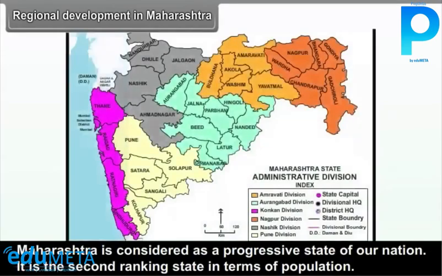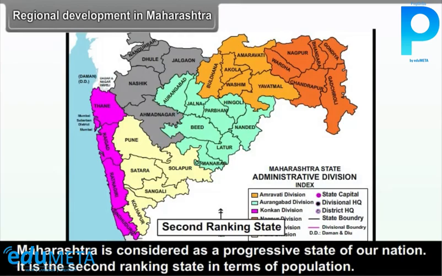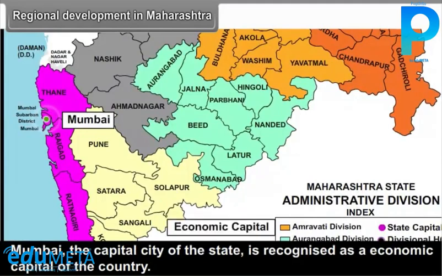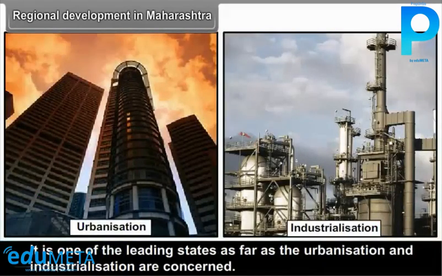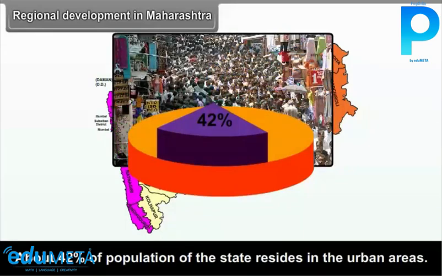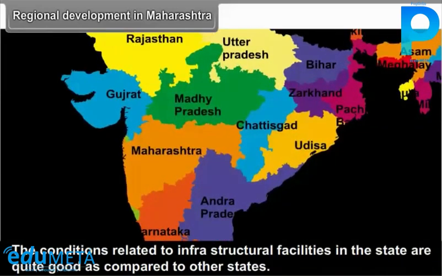(8.4) Regional development in Maharashtra. Maharashtra is considered as a progressive state of our nation. It is the second ranking state in terms of population. Mumbai, the capital city of the state, is recognized as the economic capital of the country. It is one of the leading states as far as the urbanization and industrialization are concerned. About 42% of the population of the state resides in urban areas. The conditions related to infrastructural facilities in the state are quite good as compared to the other states.